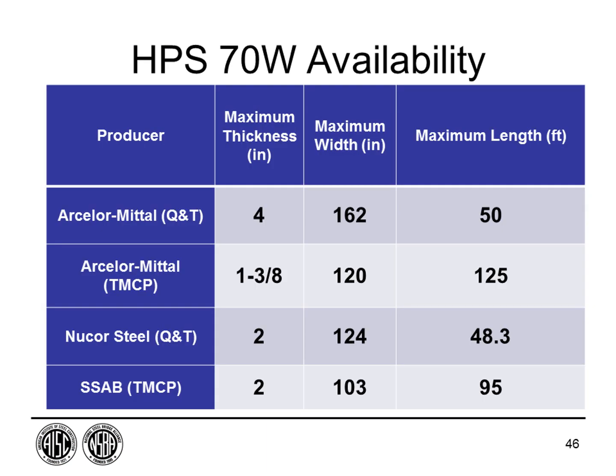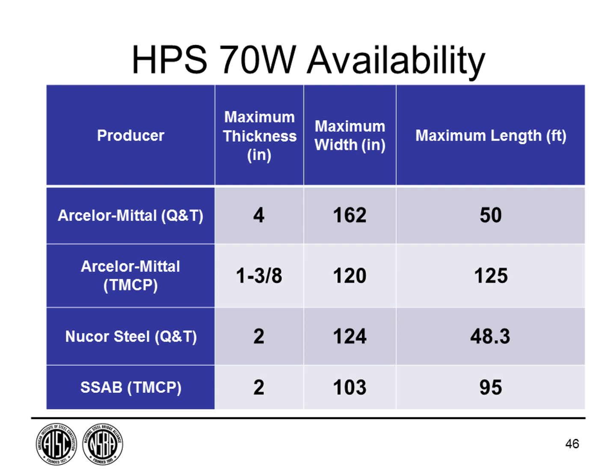To give you some idea of the availability, ArcelorMittal can roll it up to 4 inches, and that'll be a quenched and tempered plate. Up to about 1 3/8, they'll do it with TMCP, and that's available in much longer lengths. And the difference between these two is this is controlled by the heat treating furnace. The length of the heat treating furnace, to heat it up and then to temper it, limits its length to about 50 feet.